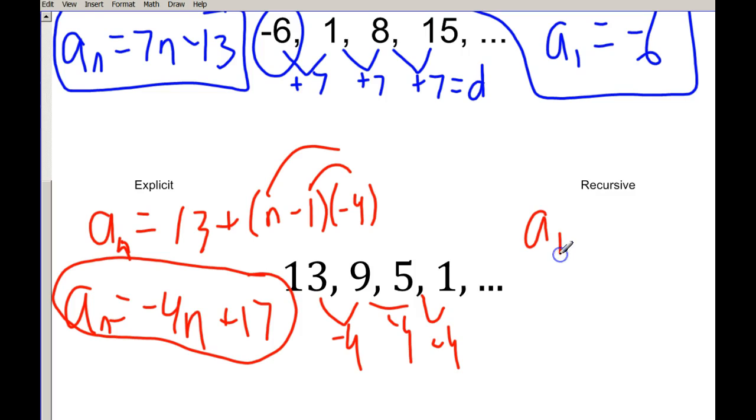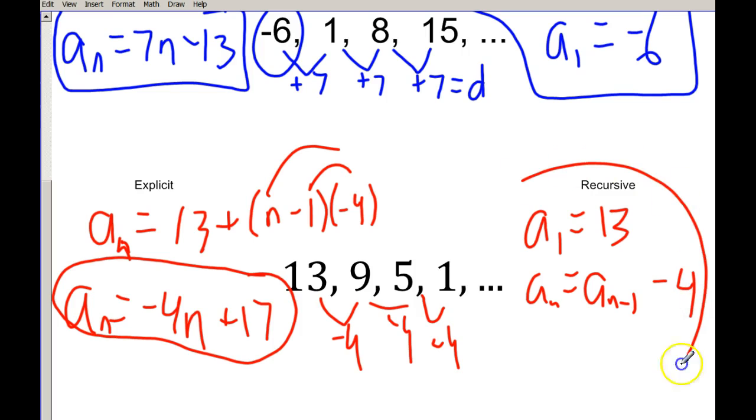Recursive, you need to define the first term. Well, that's 13. The next term is going to be defined in terms of the previous term. Again, a sub n minus 1 is the previous term. We're adding a negative 4, or subtracting 4 here. That's our common difference, and that's the recursive formula.